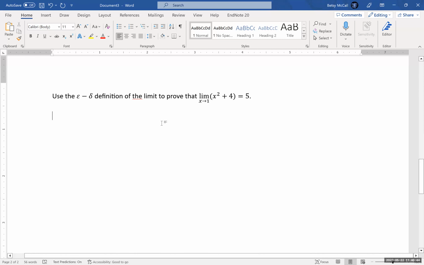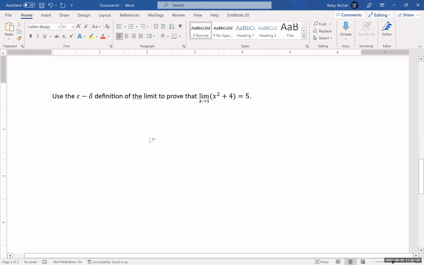So we want to use the epsilon-delta definition of the limit to prove that the limit as x goes to 1 of x squared plus 4 is equal to 5. Now, as with the linear case, we have to use that definition of the limit where if the difference x minus c is less than a delta, which is a small number, then we want to establish that the difference between the function and the limit at that point is also less than epsilon, which is potentially a different small number.